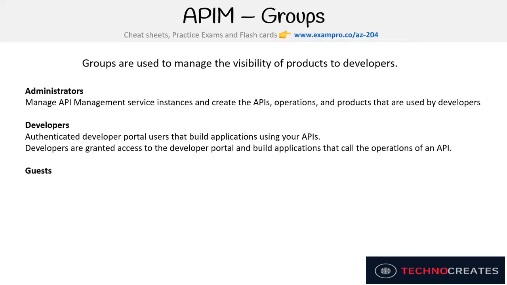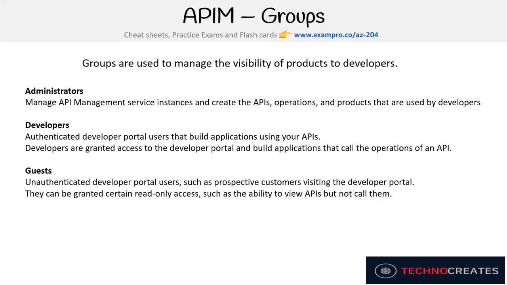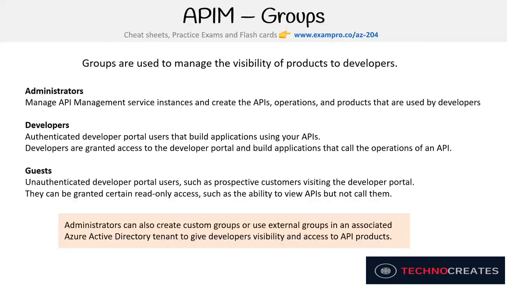Then you have guests. These are unauthenticated developer portal users, such as prospective customers visiting the developer portal. They can be granted certain read-only access, such as the ability to view APIs but not call them. Administrators can also create custom groups or use external groups in an associated Azure Active Directory tenant to give developers visibility and access to API products. A user can belong to more than one group. So there you go.